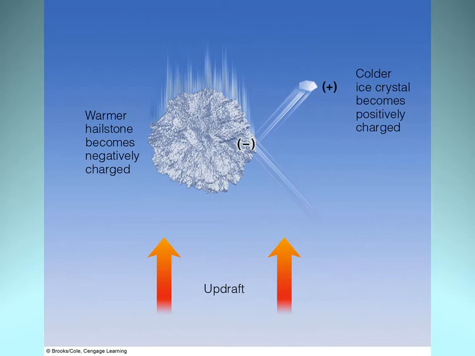Now you might think, well, this is just one hailstone and one ice crystal having a negative and positive charge, what's the big deal? These are just very small particles. There are billions of these particles in a thunderstorm, and so when you have enough of them separated, you can get a very strong electrical field.